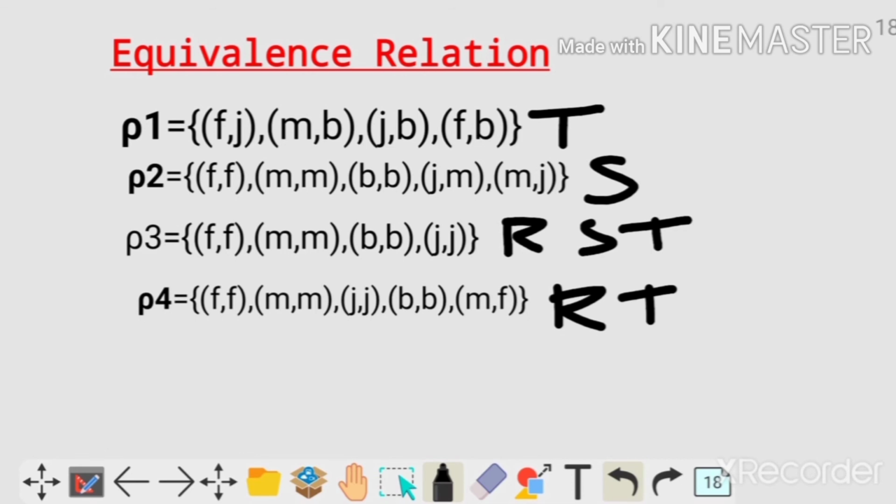So we have already learned about reflexive, symmetric and transitive relation. We also saw that rho 1 is transitive, rho 2 is symmetric, rho 3 is reflexive, symmetric, transitive, and rho 4 is reflexive and transitive. So rho 3 is the only relation which satisfies all the 3 conditions of equivalence relation. So rho 3 is an equivalence relation. But rho 1, rho 2 and rho 4 are not equivalence relations because they don't satisfy all the 3 conditions.